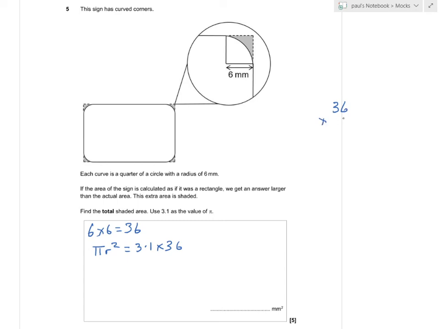36 times 3.1. So 6 and 3 and 0 and 3. 3 6s are 18, 3 3s are 9, 10. Add those two together, 6, 11. So 111.6.